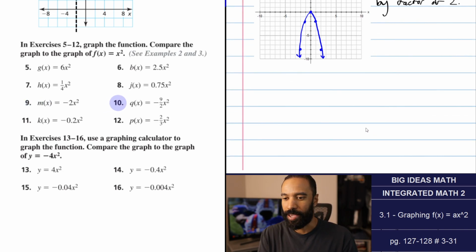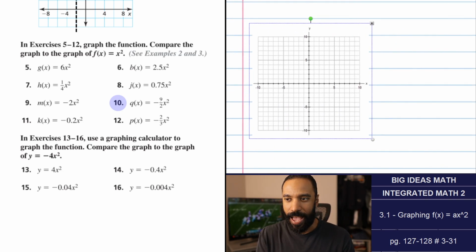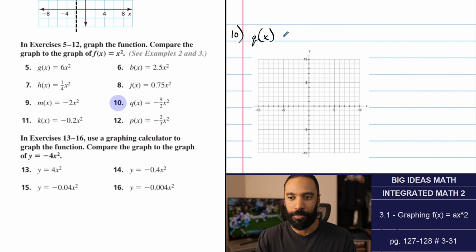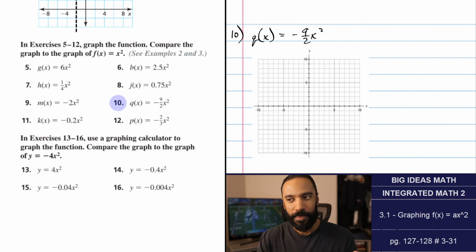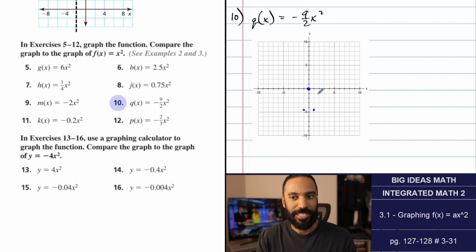Number 10, q of x equals, funky fraction, -9/2 x squared. Thankfully, I probably can't really fit very many points, at least for my scale. -9/2 x squared. Once again, flipped over, so we're already aware of that part. Now, -9/2 is also -4.5, so we're multiplying every y value by 4.5 as we go downward. 1 times 4.5 is 4.5. Let's reflect that over. 4 times 4.5 is 18. That's already well beyond the scope. It's way down there, and I can't quite fit that. So this is all I can really fit.